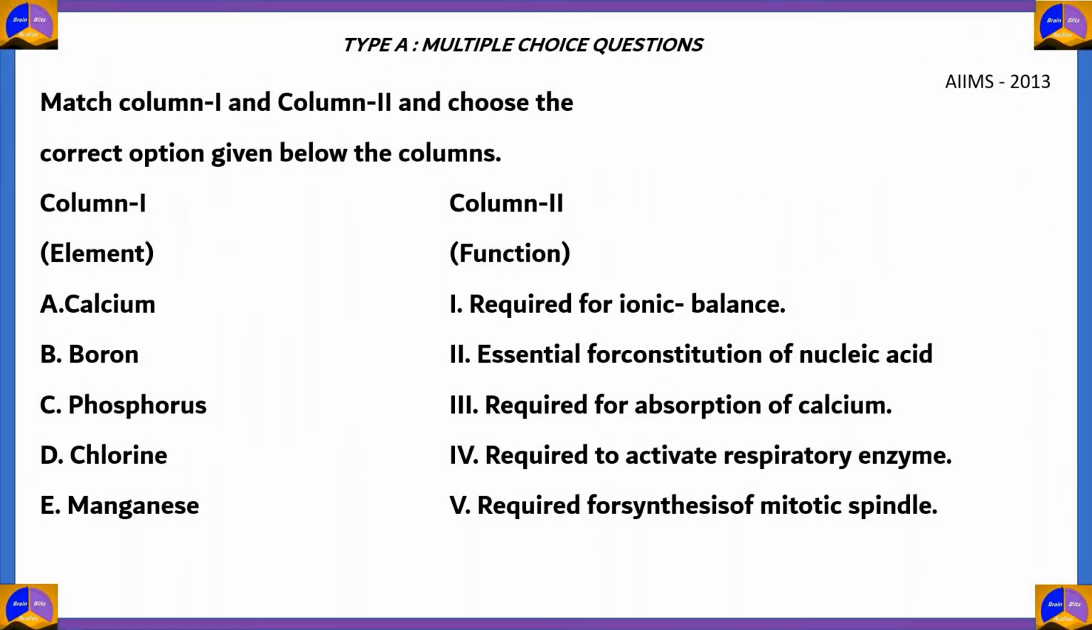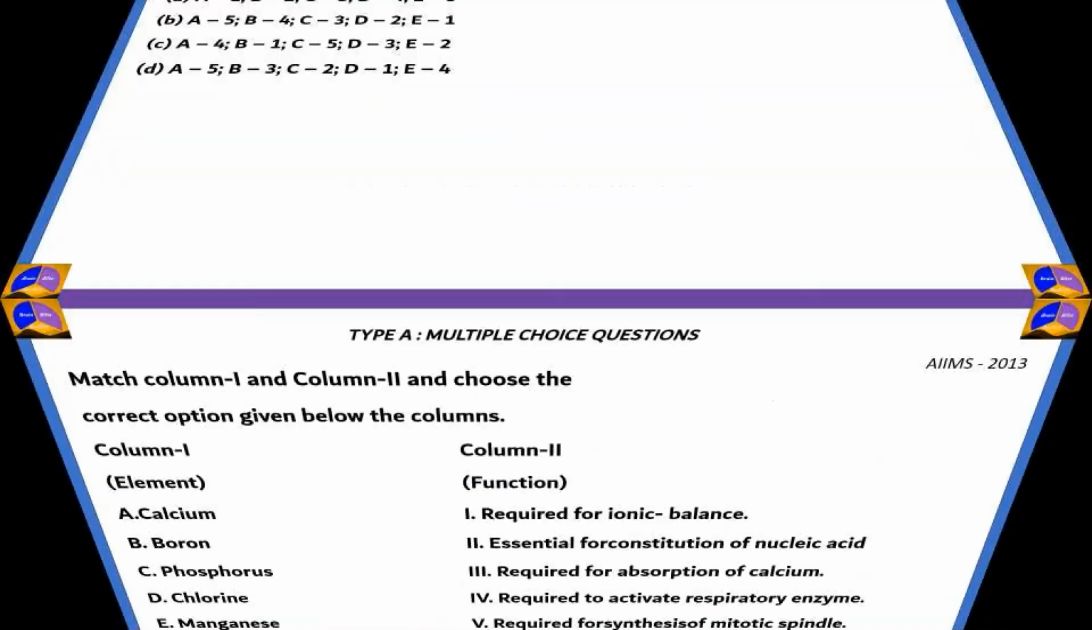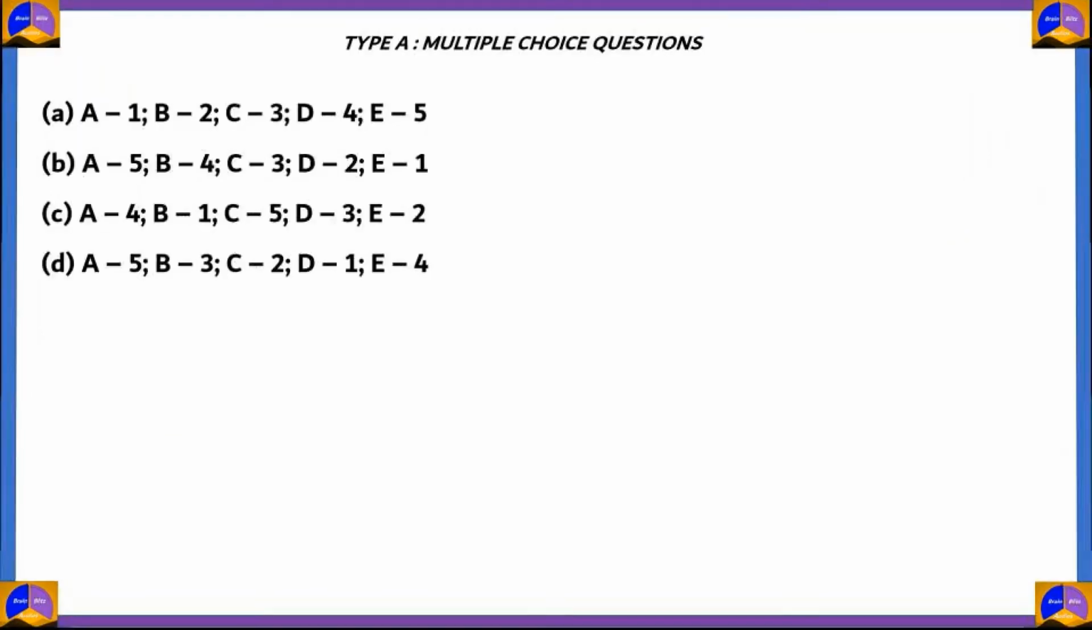Now let's look at the next question. Match column 1 and column 2 and choose the correct option given below the columns. Column 1 contains elements calcium, boron, phosphorus, chlorine, and manganese as options A, B, C, D, and E, respectively. Column 2 contains the functions 1, 2, 3, 4, and 5, respectively.